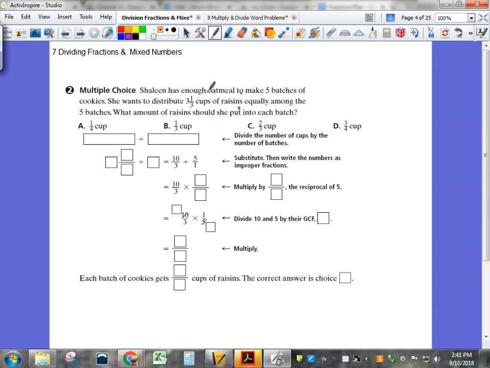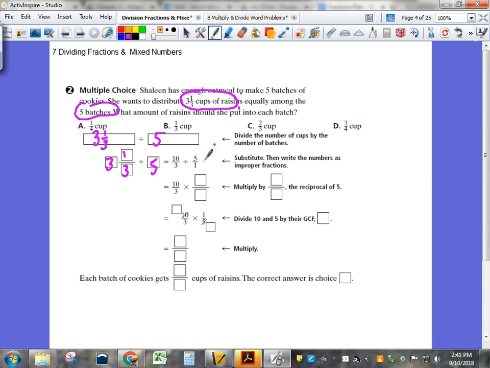How many cups of raisins do we have? We have 3 1/3 cups of raisins. So that is what we start with, and we want to divide those into 5 equal batches. So our problem looks like 3 1/3 divided by 5. That transforms into 10 over 3 divided by 5 over 1.